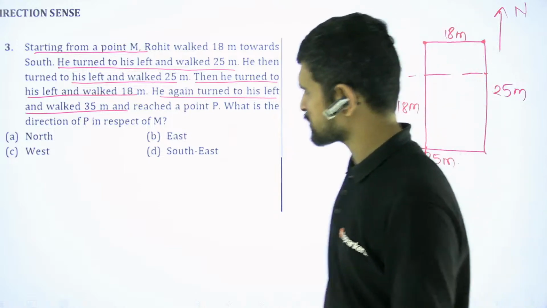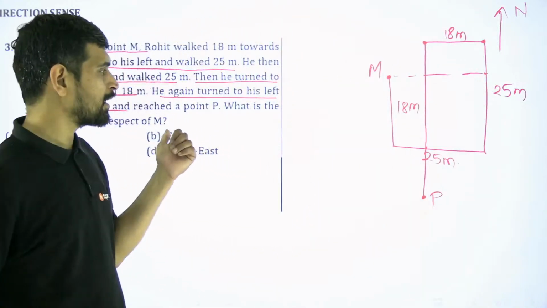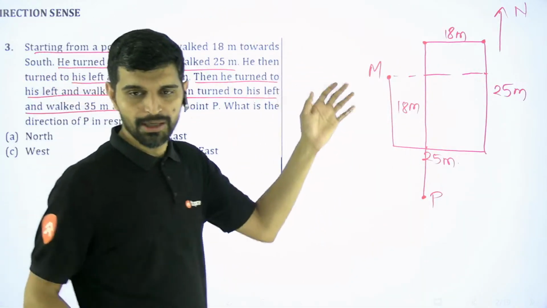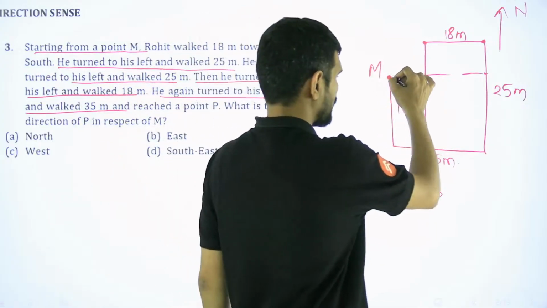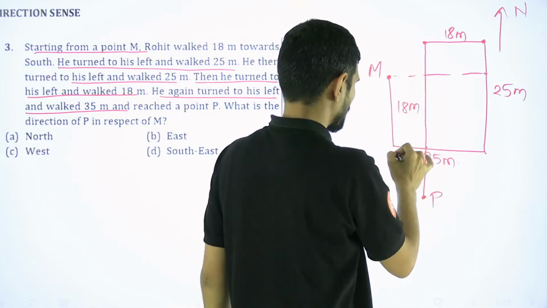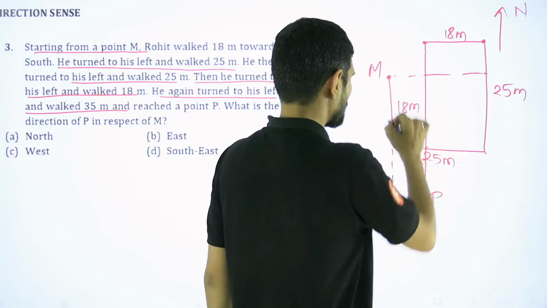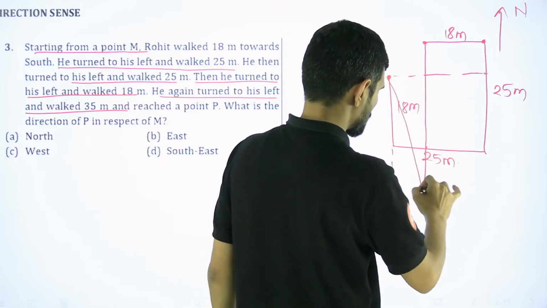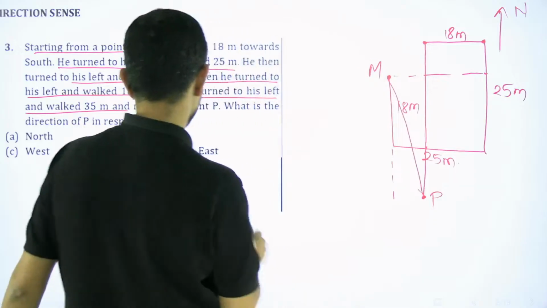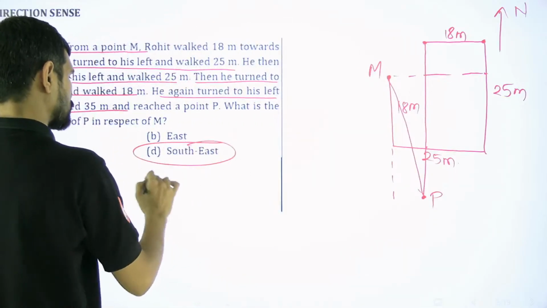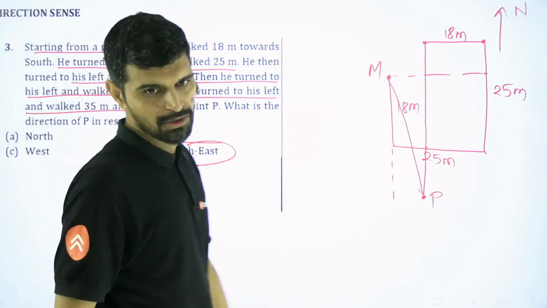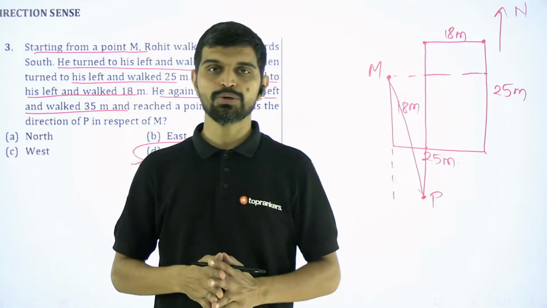And now it is asked the direction of point P with respect to point M. So with respect to point M, point P. It is not south. It is between south and east. So the answer to this one should be southeast. So thank you so much for bringing this to our notice.